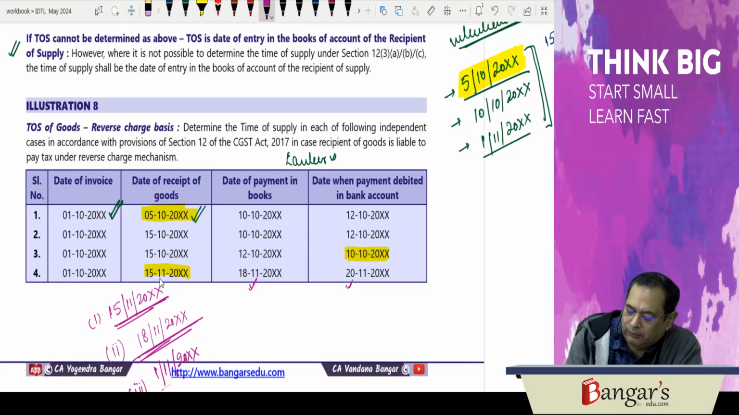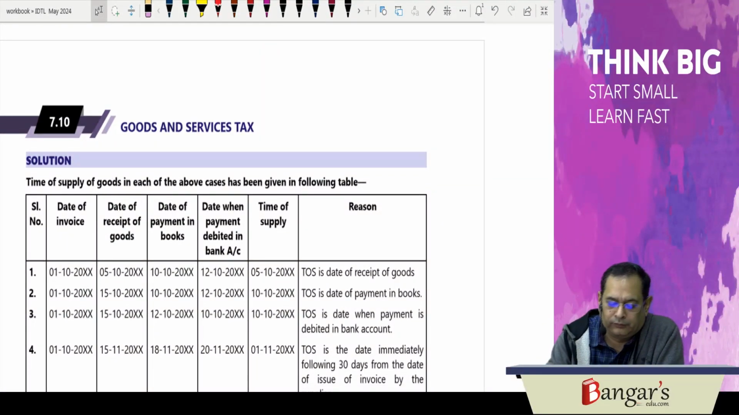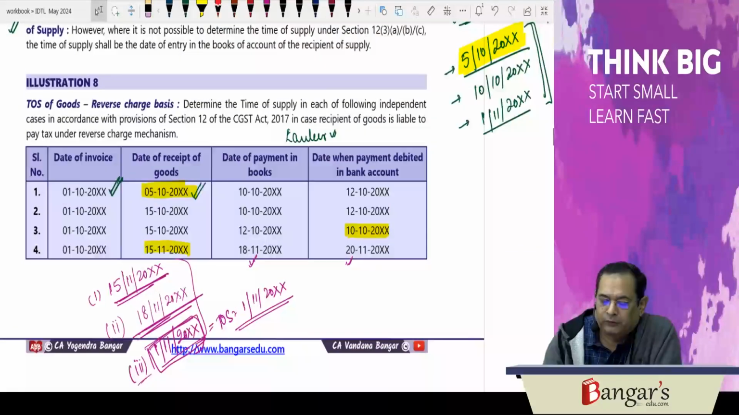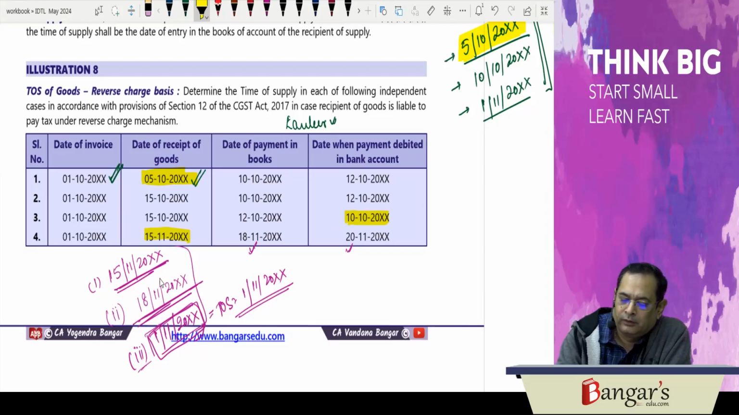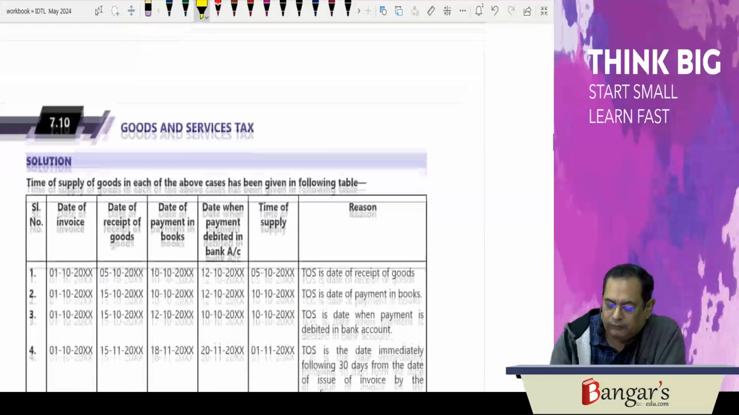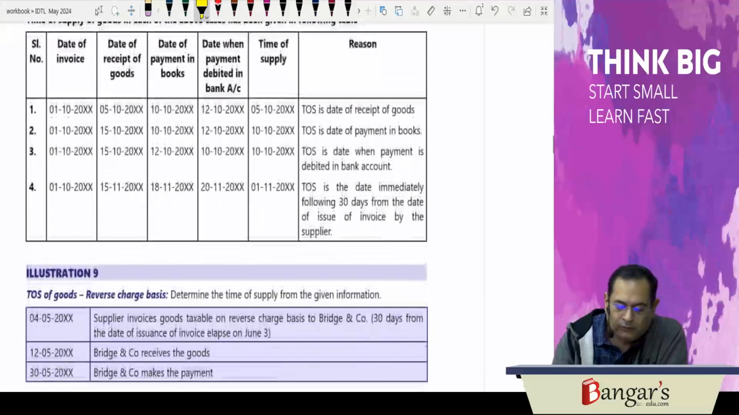Whichever is the earliest. So here 1st of November is the earliest. Time of supply is what? 1st of November. So the first one was 5th, then 10th, then again 10th, and then 1st of November. 5th, 10th, 10th, and 1st of November. These are our RCM cases.